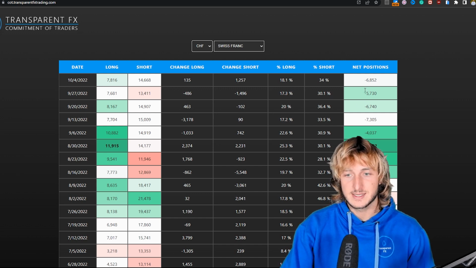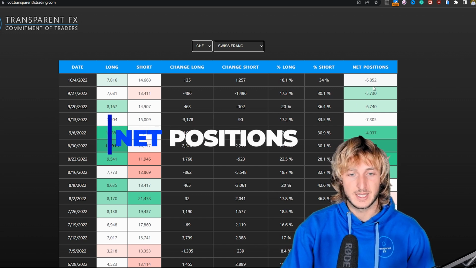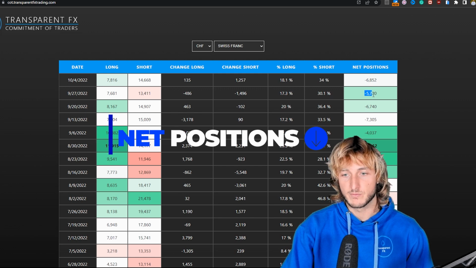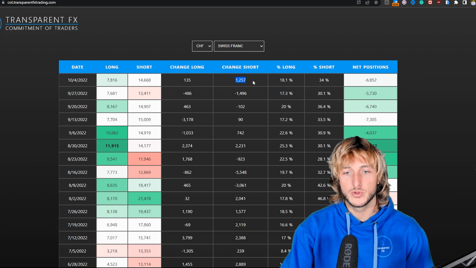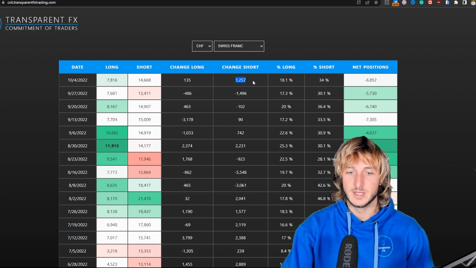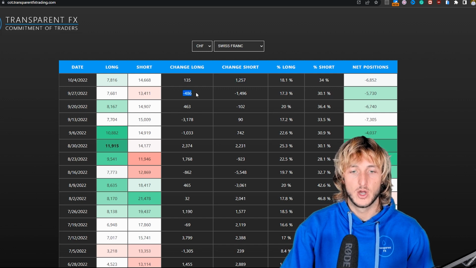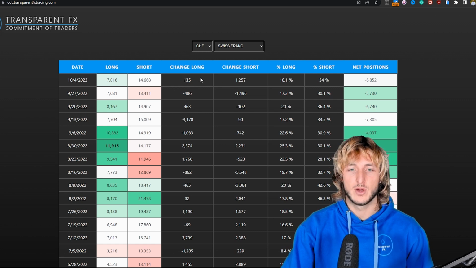So what we can see is that lately net positions with the last report got decreased. We went from minus 5K to now minus 6K net positions with an extra 1.2K shorts added with the last report. And if we look at the last two reports, we first had almost 500 longs closed and now just 135 longs getting added. So overall, we are seeing shorts getting added with the last report, and a tiny amount of longs getting added as well.